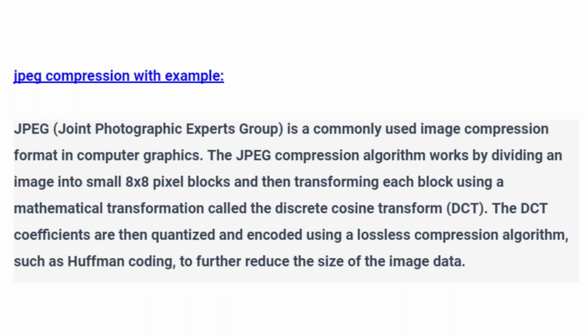JPG compression with example. JPG, Joint Photographic Experts Group, is a commonly used image compression format in computer graphics. The JPG compression algorithm works by dividing an image into small 8x8 pixel blocks and then transforming each block using a mathematical transformation called the discrete cosine transform, DCT. The DCT coefficients are then quantized and encoded using a lossless compression algorithm, such as Huffman coding, to further reduce the size of the image data.